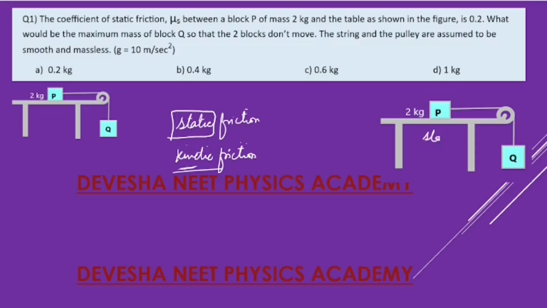This will be the static friction. But the moment P starts moving, another kind of friction will be acting on it. It will not be static friction anymore. When the body or block P starts moving, then the kinetic friction will start acting on the body. And the initial static friction is always more than the kinetic friction. Now coming back to the problem.